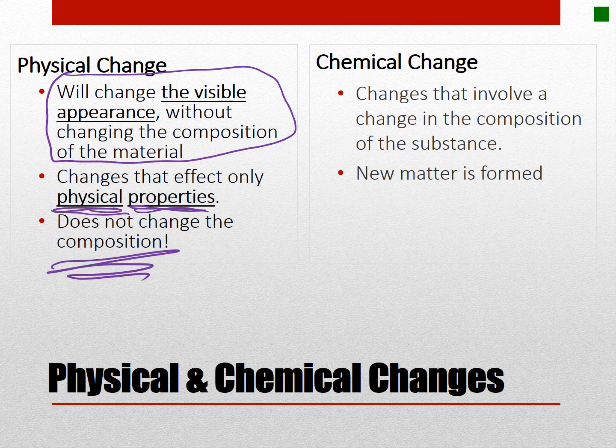A chemical change, on the other hand, you're making something new. You are changing literally what it is made out of. So instead of being made out of H2O, I'm now made out of H2O2. Those are different things.